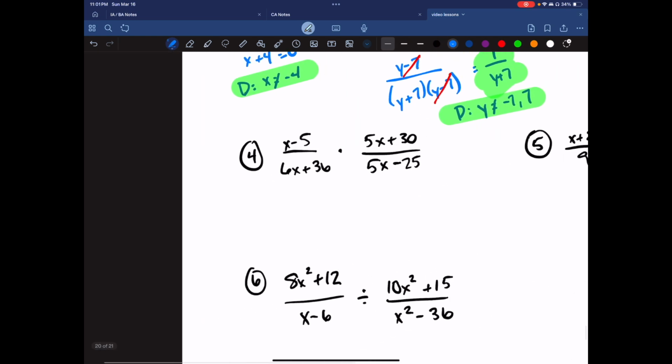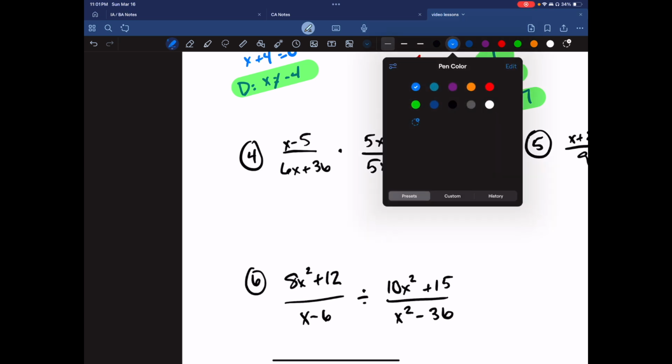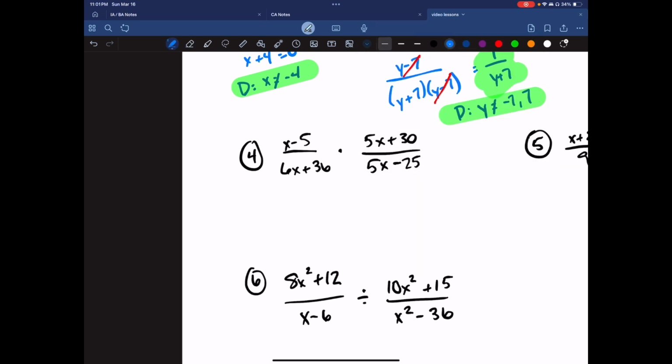All right. Number 4, you are multiplying. So you multiply across the top, multiply across the bottom. But when you're multiplying rational expressions, your best bet is to get everything in factor form first, because you don't want to multiply all this stuff out.